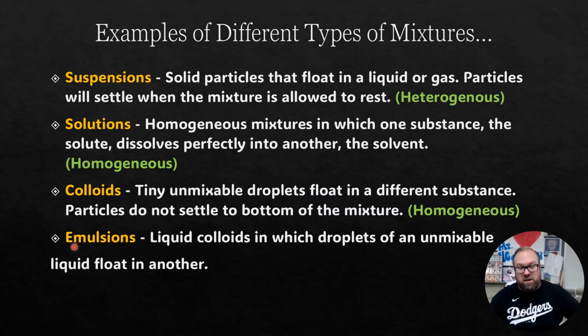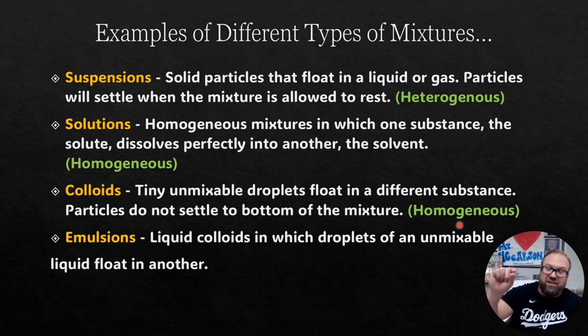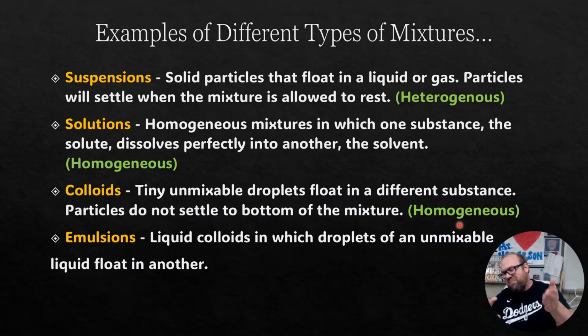Now, there is a special type of colloid called an emulsion, which is a liquid colloid in which droplets of an unmixable liquid float in another. The best way I think of it is emulsions are things like lotion. In lotion, you have multiple liquids mixed together and they're not actually dissolving in one another, but one type of chemical will float in another. And that's how you get things like hand creams or Jergens lotion, or any of those other types of lotions out there. And being a colloid, they're generally considered homogeneous, unless you get those lotions that have little grains in there to exfoliate. That might be pushing it a little bit, but that could be some other kind of classification. But in general, a hand lotion is a good example of an emulsion.